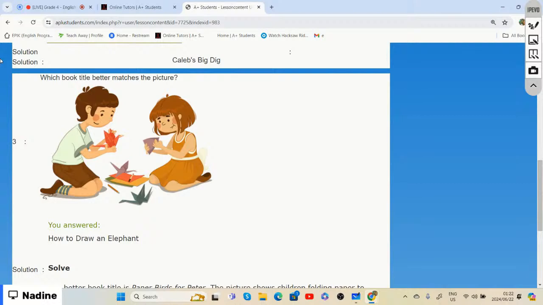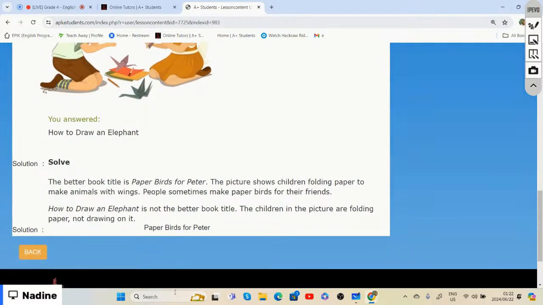So we can then say our book title can be, look at the big book title, Paper Birds for Peter, which means that they are actually making paper birds, right? And they are making the paper birds for Peter. Because in this picture, it shows children folding paper to make animals with wings, right? It's like you say, even swans.